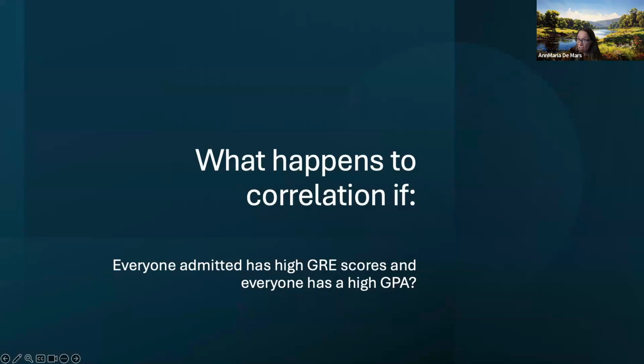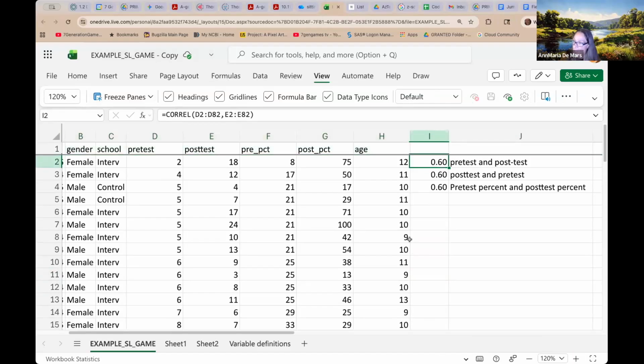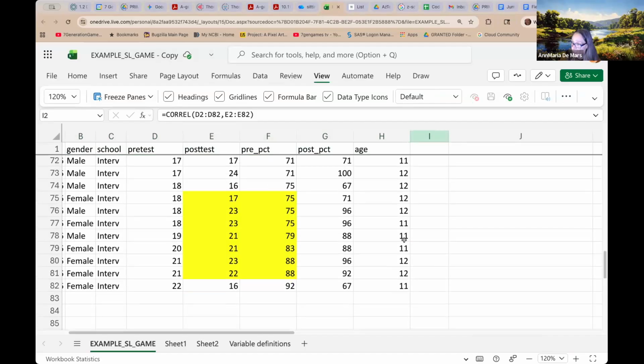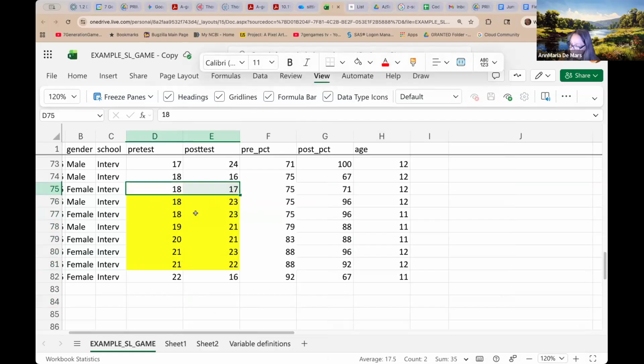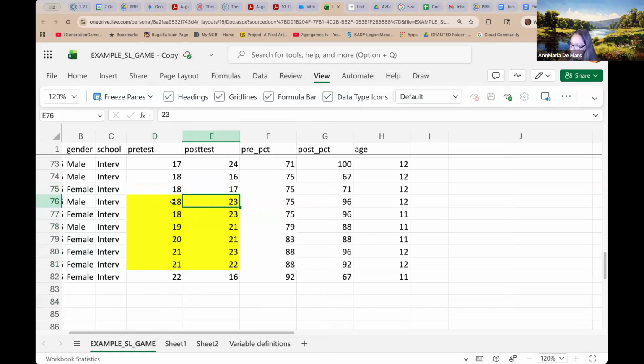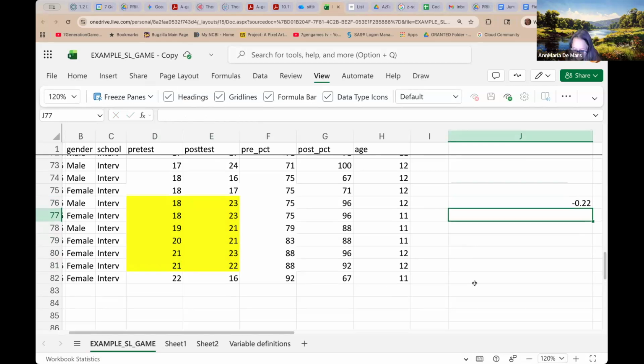Let's look at our pre and post test as an example of what happened. Now, remember from before that the correlation between the pre and post test was 0.6, right? Let's say we took a restricted range. Let's say we only took people who got 18 or higher on the pre-test and also got 18 or higher on the post-test. Let's see what the correlation is for those people. It's negative 0.22. So not only is it in the opposite direction, but it is significantly less than half of what the correlation is for our whole sample.